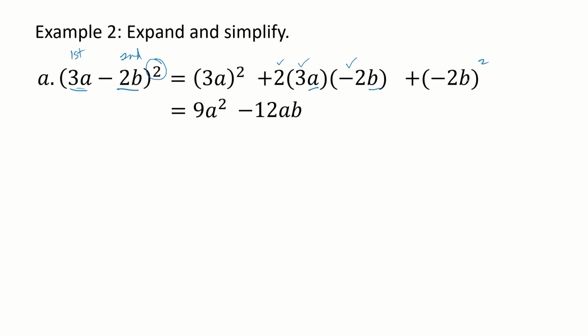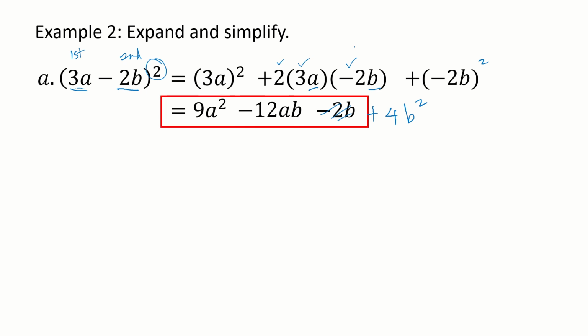Then, the square of negative 2b. Negative 2b times negative 2b. So, you'll start with the coefficient negative 2. Negative 2 times negative 2 is positive 4. So, again, I will correct this. This is a positive 4. Then, this one, b squared. And that's our final answer. It has to be 9a squared minus 12ab plus 4b squared.